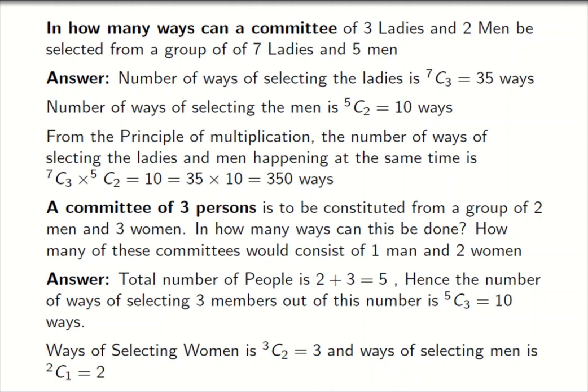And ways of selecting men is what? 2 combination 1. And then hence, the total number of ways of selecting is what? 3, which is this, from the principle of multiplication, times this 2, which is 6. This is pretty interesting, right? If you really follow it, you can solve every question under this topic.